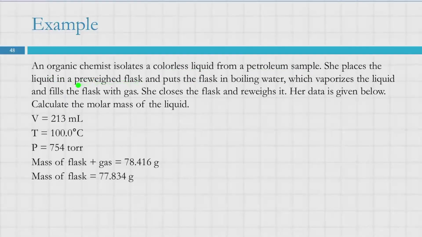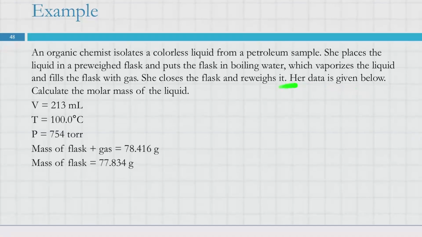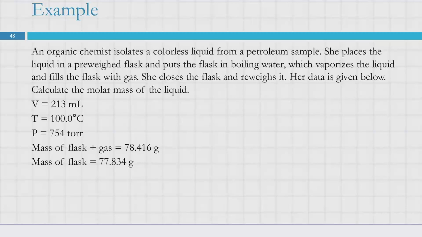She places the liquid in a pre-weighed flask, puts the flask in boiling water that vaporizes the liquid, and because the liquid's being vaporized, it's expanding drastically from its liquid state to its gas state. That forces all of the air out of the flask. She then closes the flask, either by sealing it with foil or some other method, and reweighs it. Since you've sealed the flask, afterwards, now we have the mass of the flask with just the colorless liquid in it. Presumably in this circumstance, we'd also let the air return to the flask. Details. The data is given below. Calculate the molar mass of the liquid.